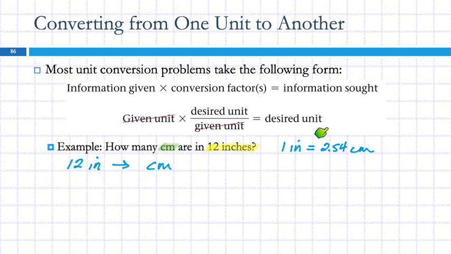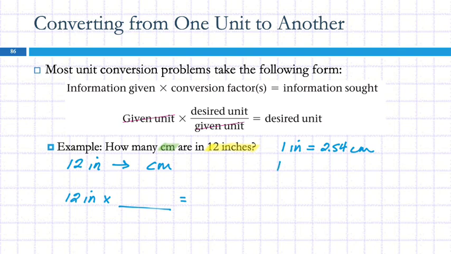So like this shows us here, we're going to have our given unit, that's the 12 inches. We're going to multiply by a conversion factor to get the desired unit. So 12 inches, and I'm going to multiply by a fraction, and I want to end up with centimeters.